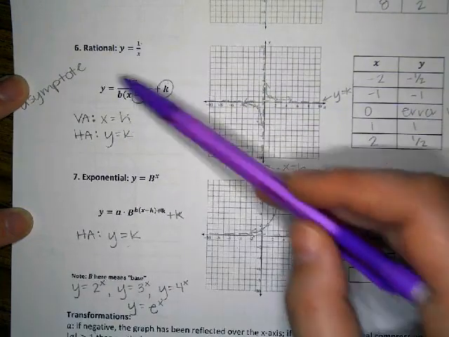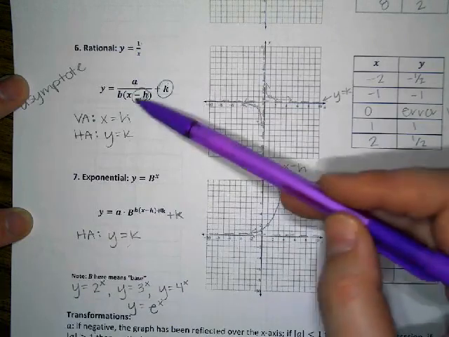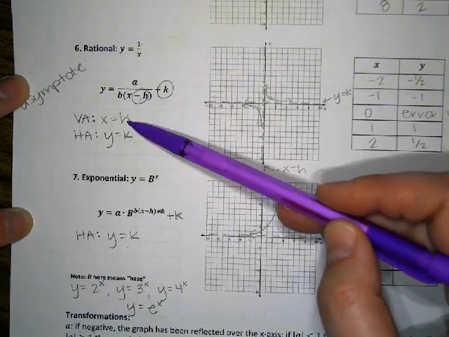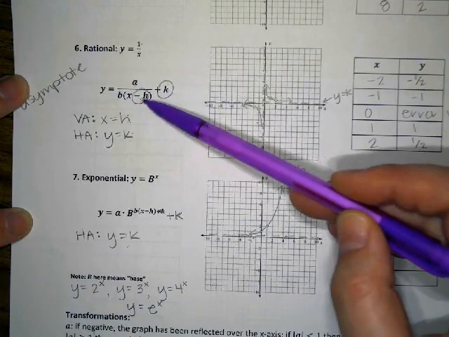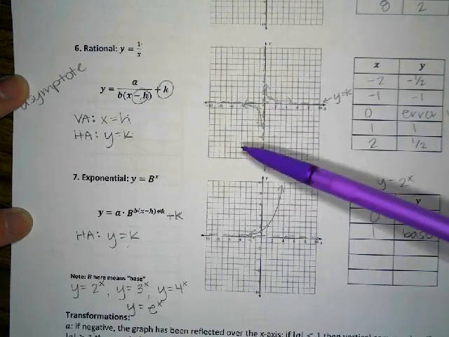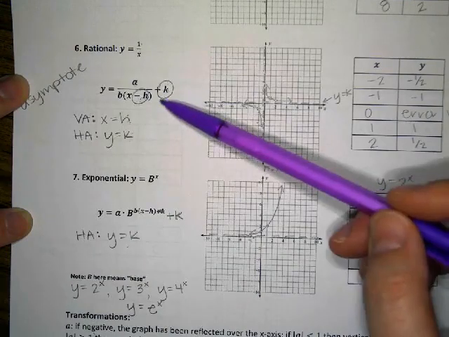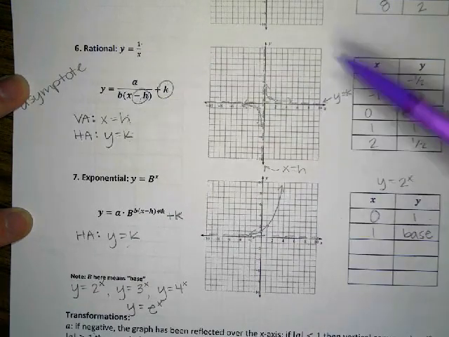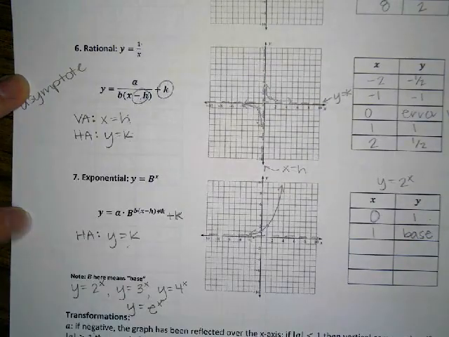The vertical asymptote is only for the rational functions, and it's just the opposite sign of the number. So if this said x plus 5, it'd be negative 5. If it said x minus 3, it'd be positive 3. So when you work on this, definitely keep your notes out and turn back to your notes often. Yeah, the notes are going to be helpful.